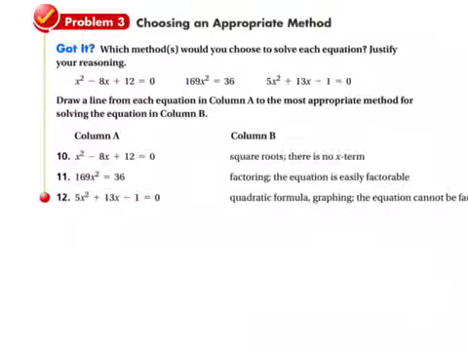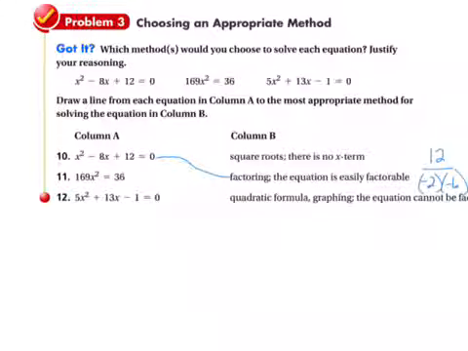Now, I've told you that the quadratic formula would work for solving any quadratic equation, and that's true, but it's not always the most appropriate method. Which method would you choose for each of the following? Draw a line from column A to column B. Take a moment, think about this, and then check back here and see how well we agree. Since the first one, x squared minus 8x plus 12 equals 0, is pretty easily factorable. Negative 8 is made up of negative 2 and negative 6, and 2 times 6 makes 12. That method should be factoring.